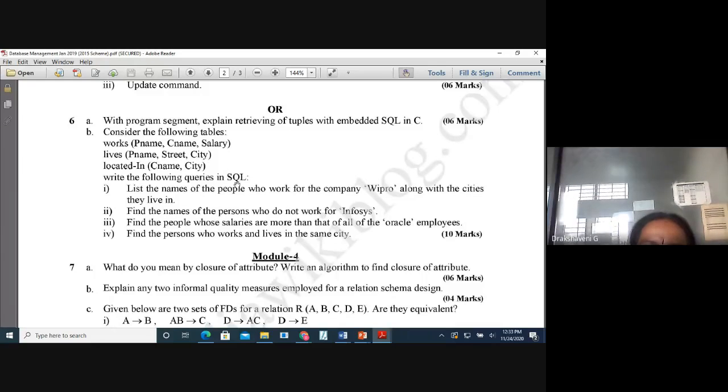So like this, we try to write all the 4 things. List the names of people who work for the company Wipro along with the cities they live in. Find the names of persons who do not work for Infosys. Then find the people whose salary is more than that of all the Oracle employees. Find the person who works and lives in the same city. So the queries, how we have written in the lab as well as in the theory part, the same way you have to write the SQL queries for these 4.